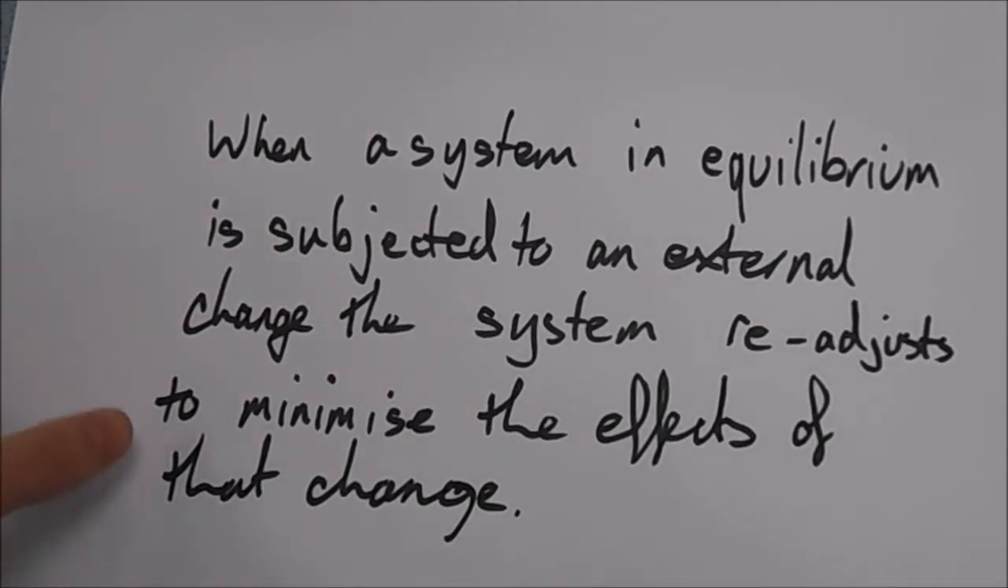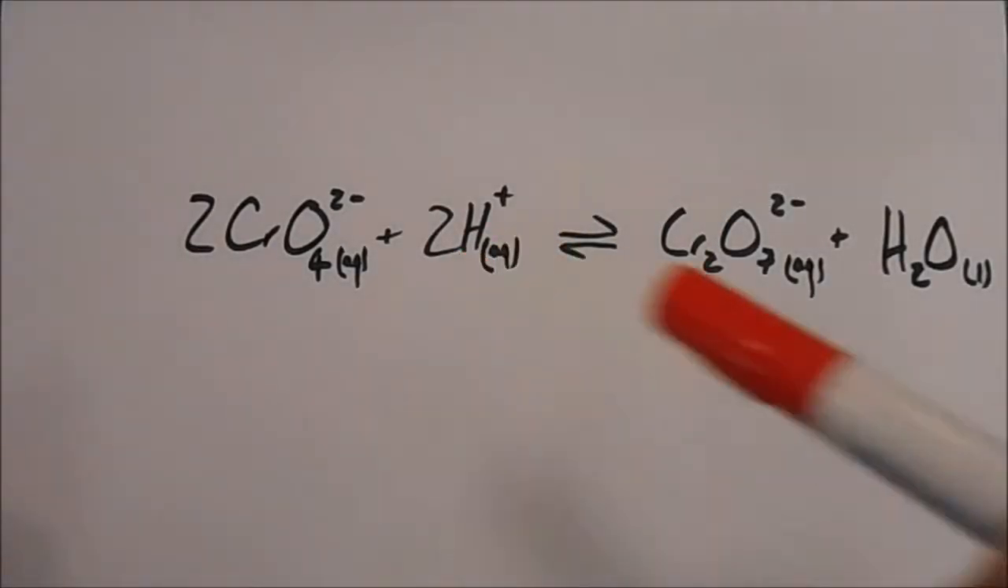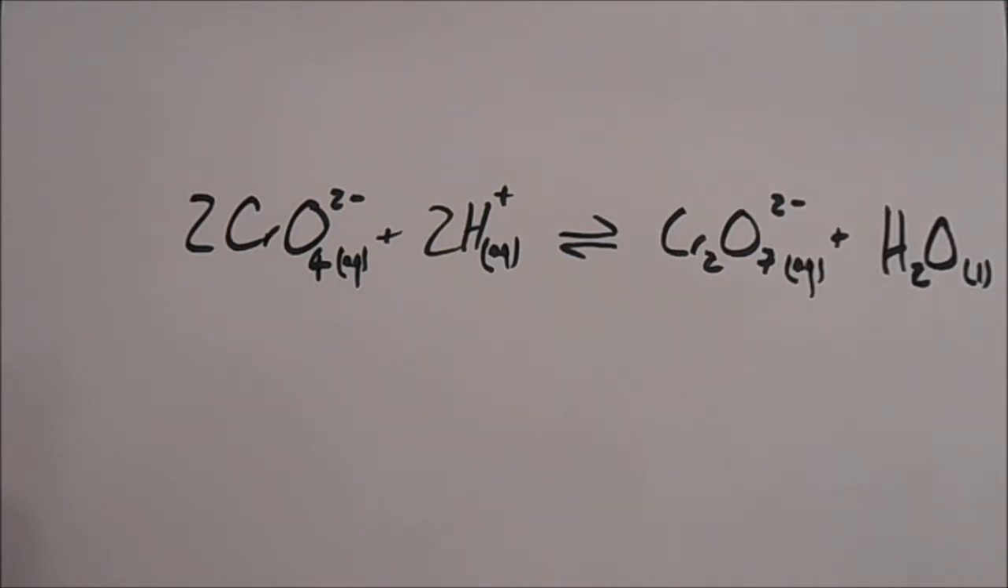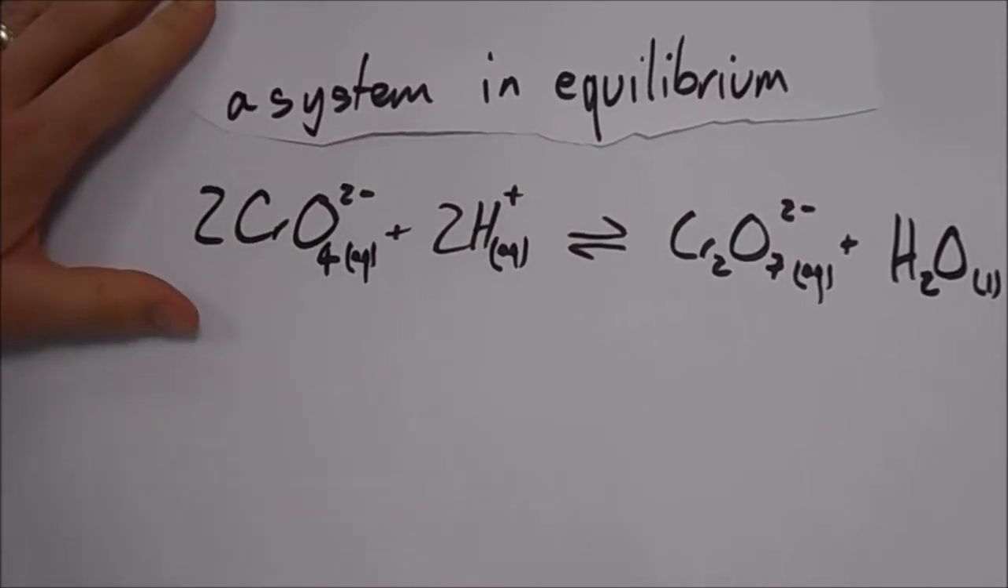And here's a couple of examples. Let's take this as an example. We have some chromate ions and we have some dichromate ions, and in order to make the dichromate ions we just add a little bit of acid, and this is a reversible reaction, so it forms an equilibrium. This is our system in equilibrium.